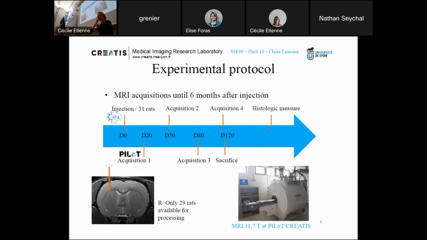To observe remyelination, we had 31 rats injected to simulate multiple sclerosis, and we made up to 4 acquisitions. So some rats got only 1, others 2, others 3, and the rest 4 acquisitions. And after the last acquisition of each rat, they were sacrificed to get histological measures. And all measures were made at CREATIS in the PILoT platform on an 11 Tesla MRI.